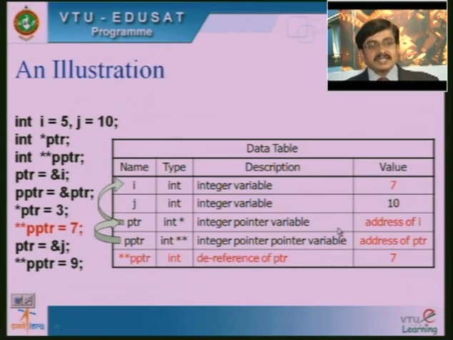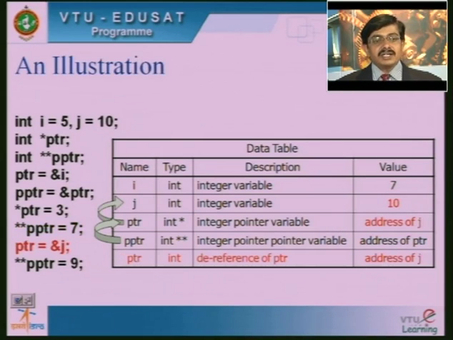Next, when I go for the statement ptr = &j, now ptr is pointing to the address of j, not the address of i. Because of this address I am assigning to ptr, ptr is now pointing to the address of j. But the pptr value remains the same. pptr is holding what? The address of ptr, and hence indirectly pptr is also now pointing to j only. The value of pptr is not changed, only the value of ptr is changed. So the pptr value remains the same, and this double pointer is still pointing to ptr only.